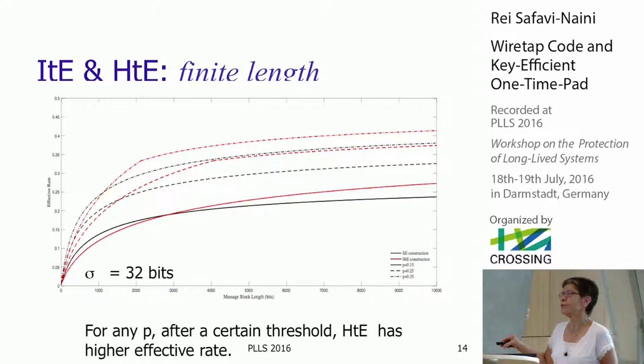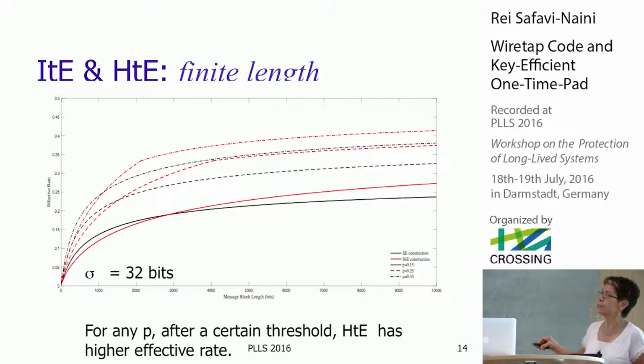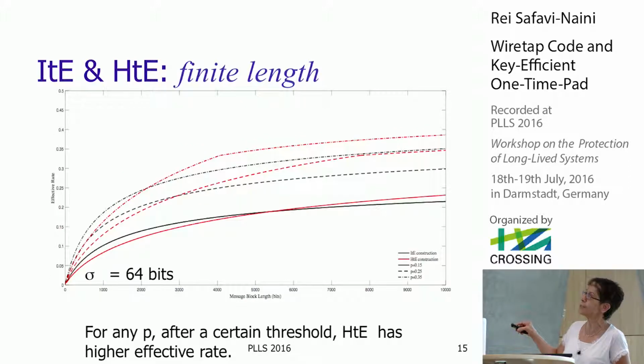So these are the examples. This is 32-bit semantic security. This is 64-bit semantic security. And you can see this red line, which is the hash-then-encode system, has a better performance.